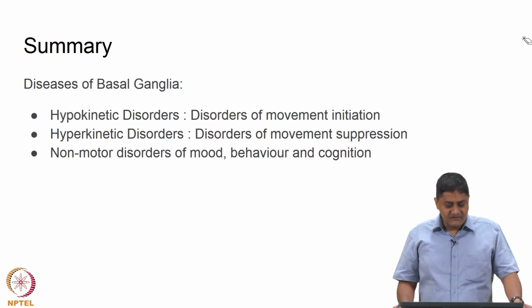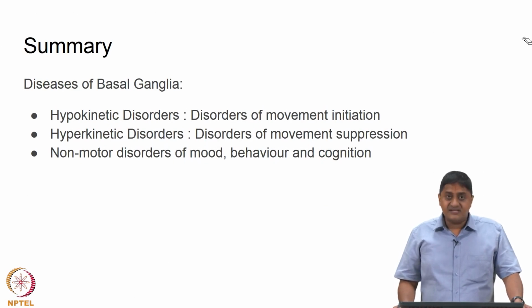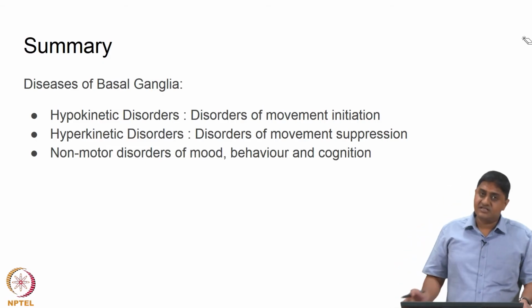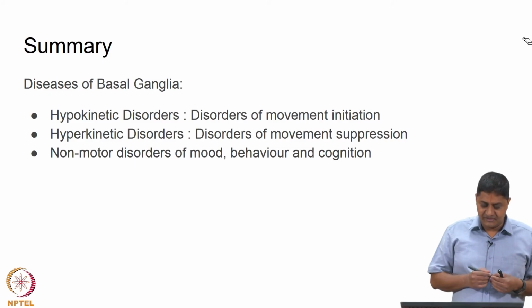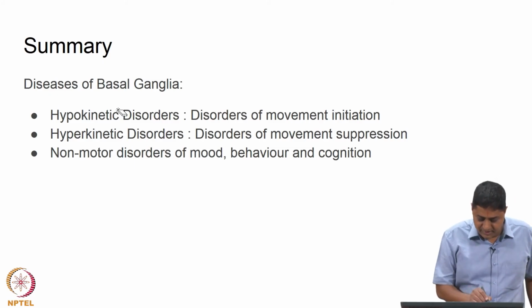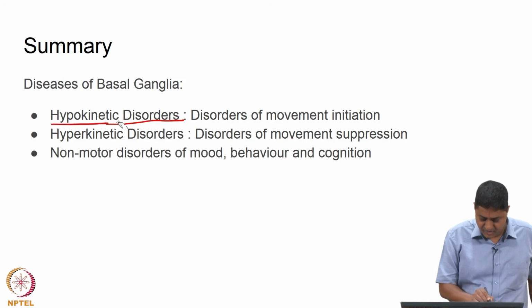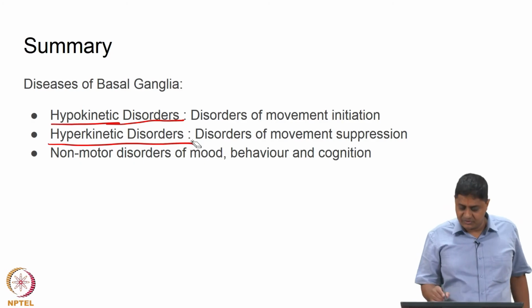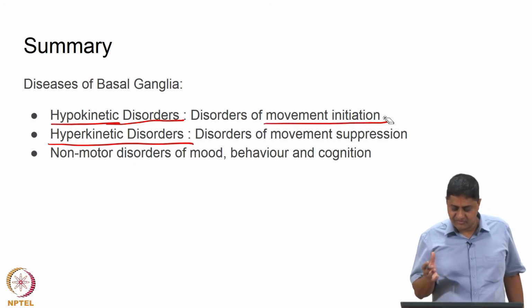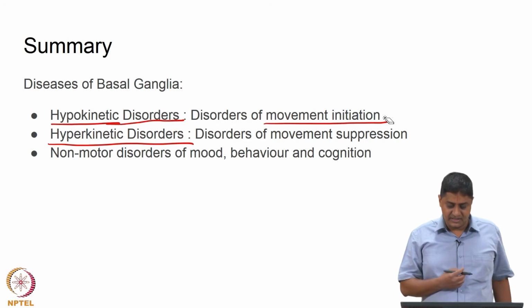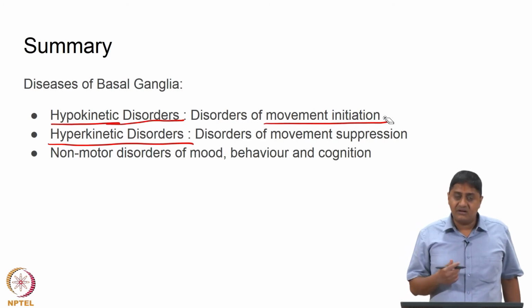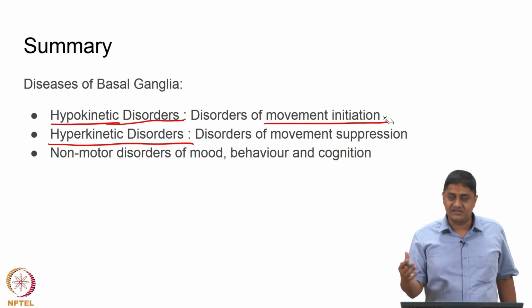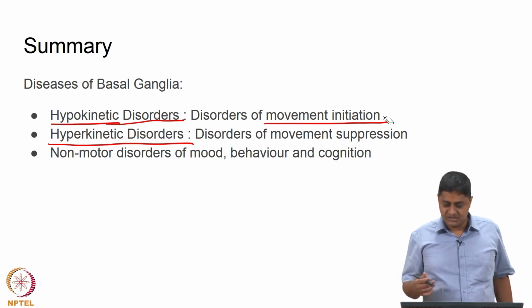So, in summary we have seen that the movement related diseases of basal ganglia can be divided into two types, the hypokinetic diseases and the hyperkinetic disorders. In the hypokinetic case, the person wants to do something, but he is not able to do it. So, there is a disorder of movement initiation, and in the hyperkinetic case the person does not want to do something, but is doing something that is not wanted, such as dance like movements or choreiform movements, like Huntington's chorea, right.